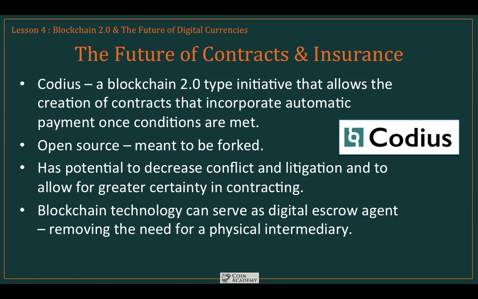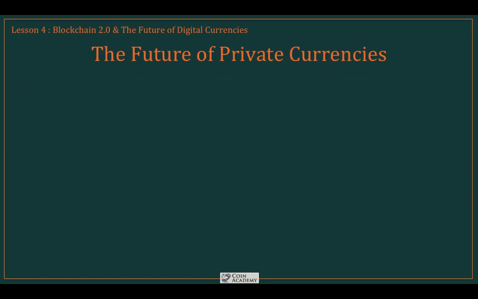Blockchain technology can serve essentially as a digital escrow agent, and it removes the need for a physical intermediary, and that's largely what currencies and smart contracts set out to do. Again, another area that's in very early days, but bears watching.